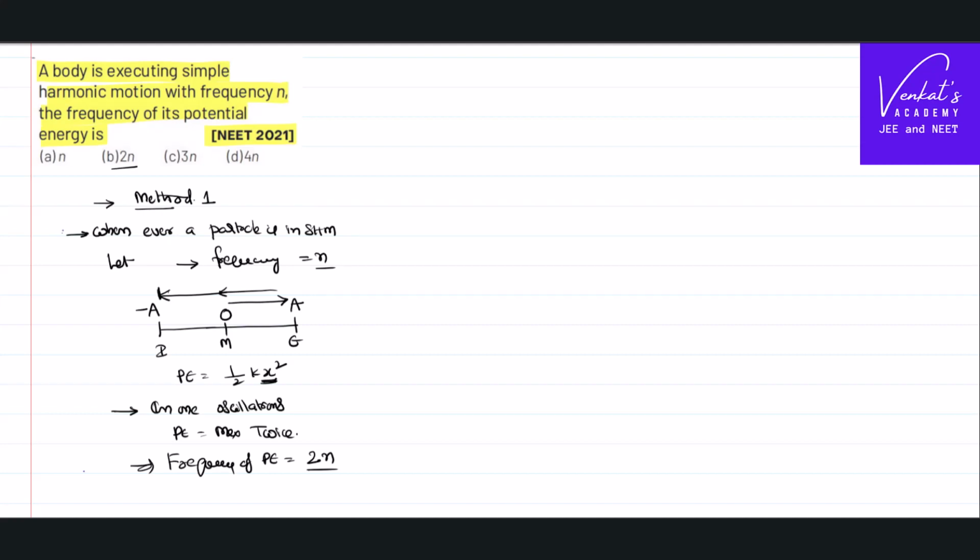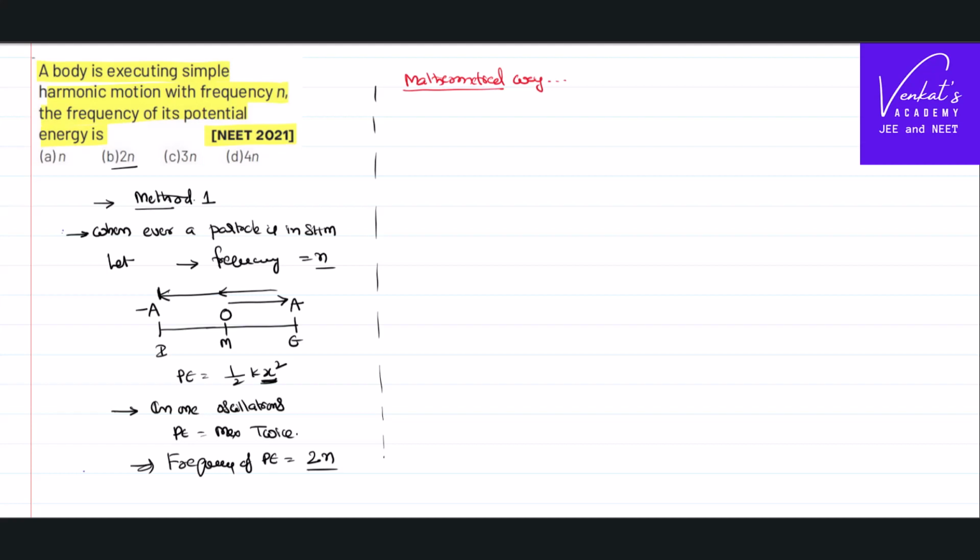That is the same in the case of kinetic energy also, because kinetic energy also becomes maximum twice in one oscillatory motion. That's the theoretical way of solving it. I can solve it in another way, the mathematical way. I will do that also for the sake of your convenience.